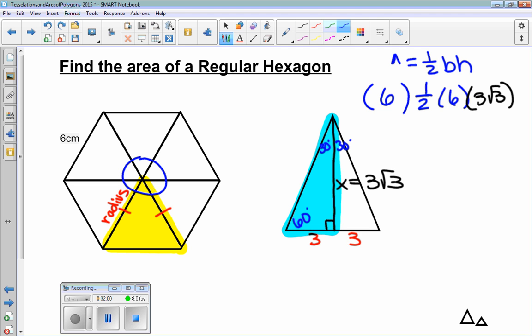Look at all these worlds colliding: special right triangles, properties of isosceles triangles. We need to know that things tessellate. Oh, big picture.